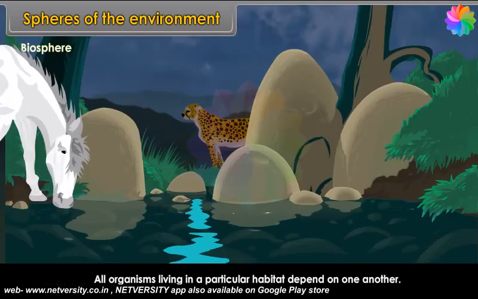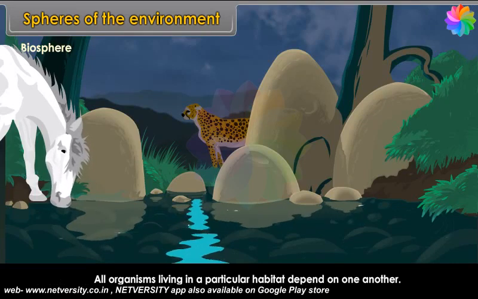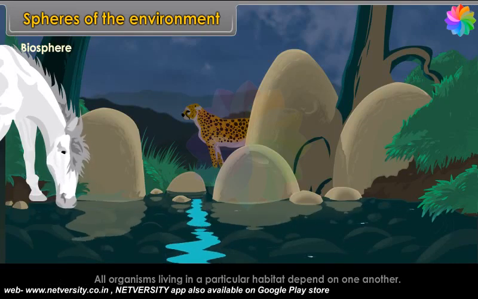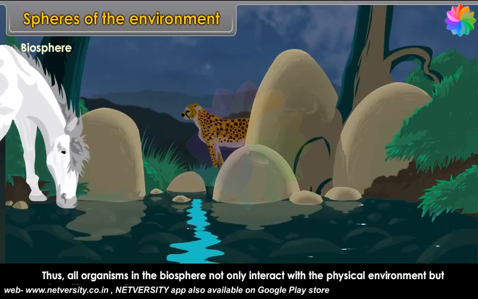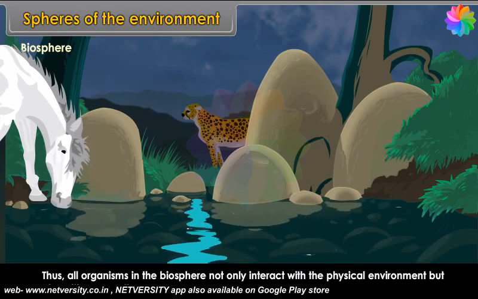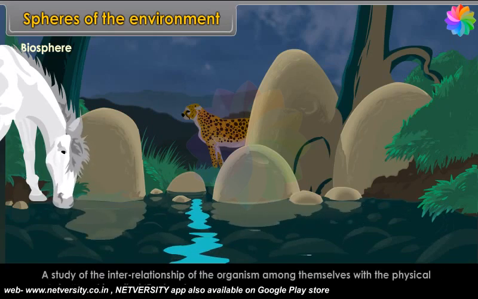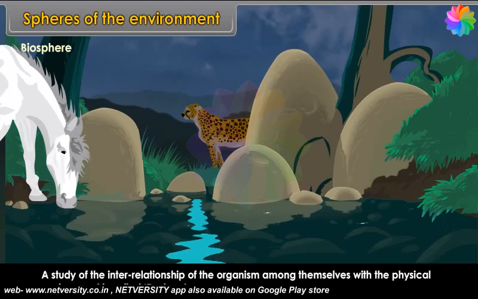Thus, all organisms in the biosphere not only interact with the physical environment but also with one another. A study of the interrelationship of the organisms among themselves and with the physical environment is called ecology.